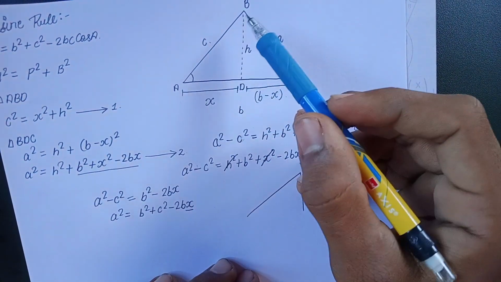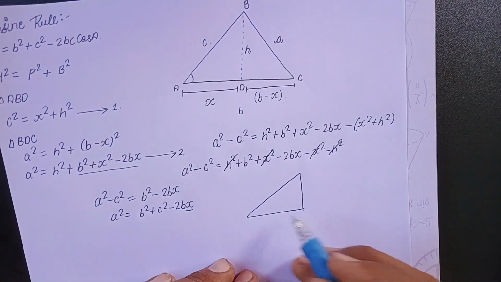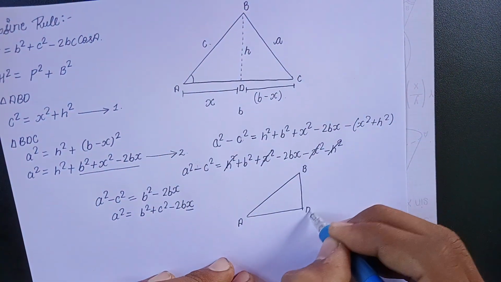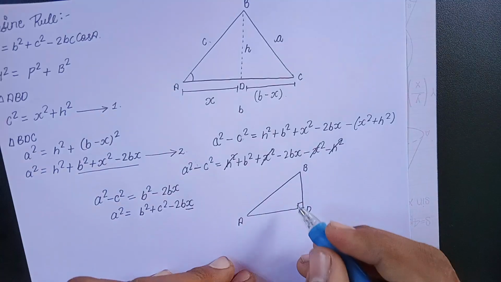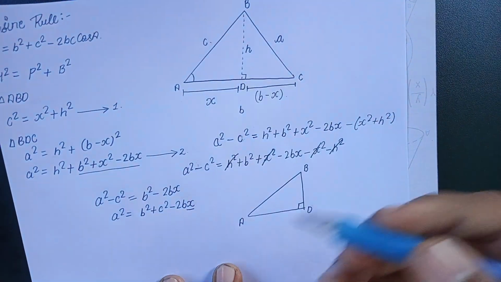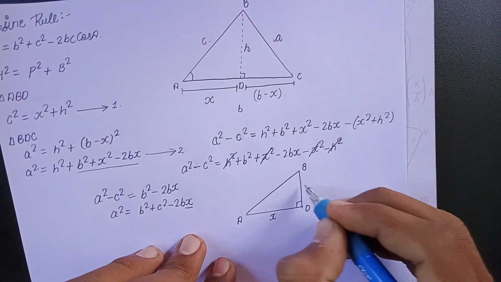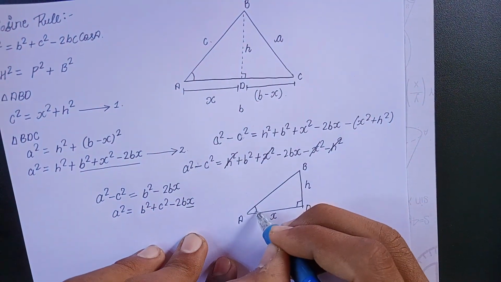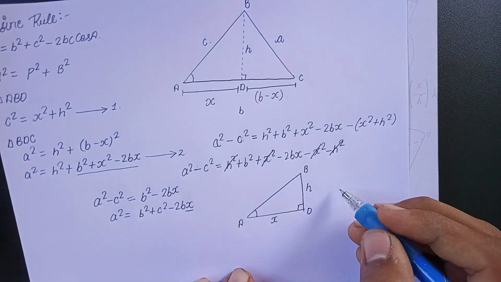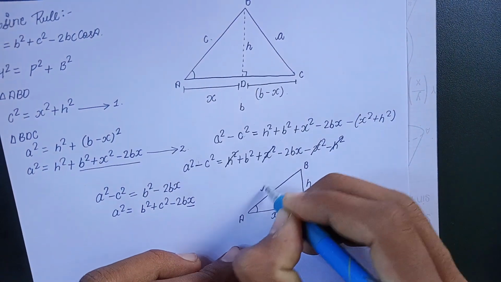I'm constructing this triangle ABD here separately. Now we have this triangle ABD. This is going to be an angle of 90 degrees, so this side is basically perpendicular, as I told you before. So we have this x, this is our h, and this is angle A. If we know about the trigonometric ratios, this is our side c.